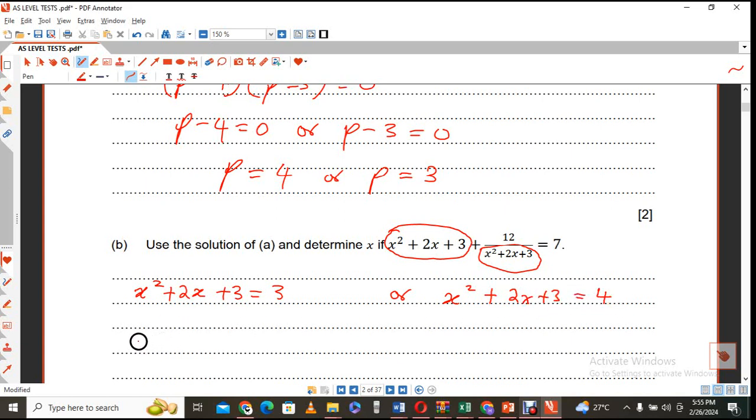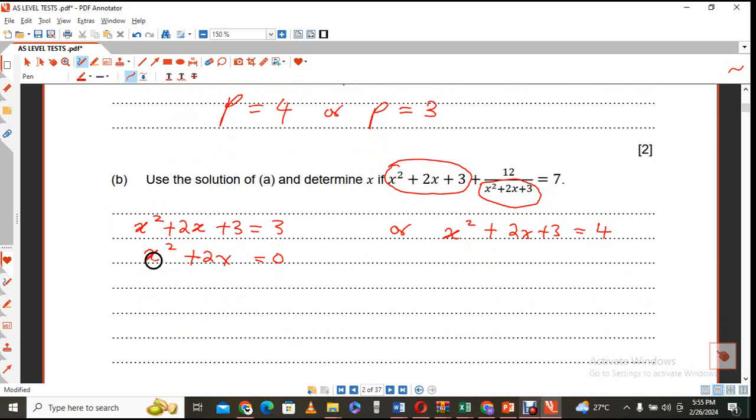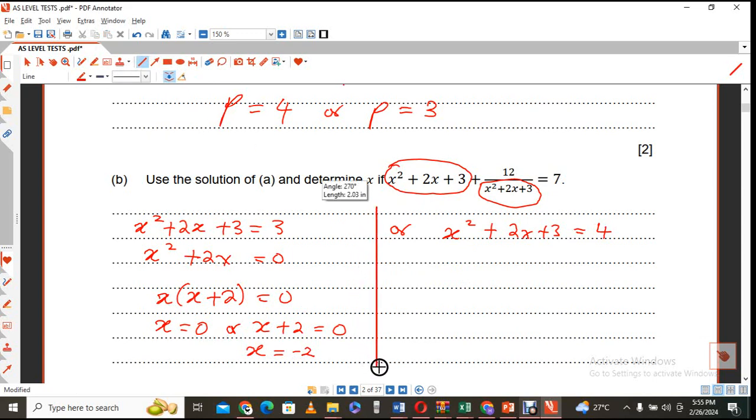Okay, and then we go ahead and we solve them, right? So this is going to be x squared plus 2x. Of course, if you bring that 3 over, it's just going to cancel each other. So this one can be solved by factoring out x, and then you have x plus 2 inside the bracket. So x is equal to 0, or x plus 2 is equal to 0. So x equals -2, as well as x equals 0. That is one condition.